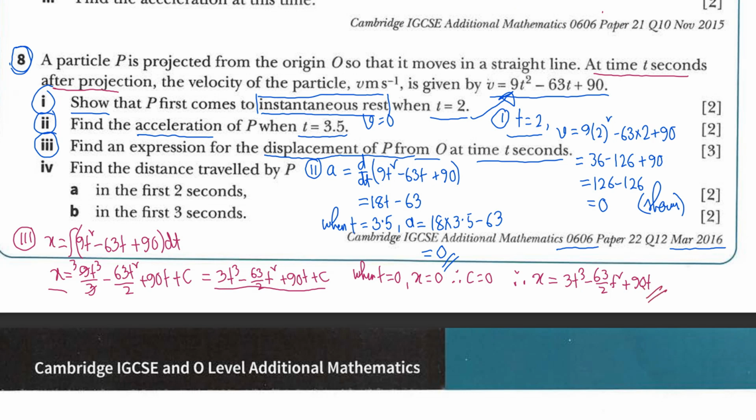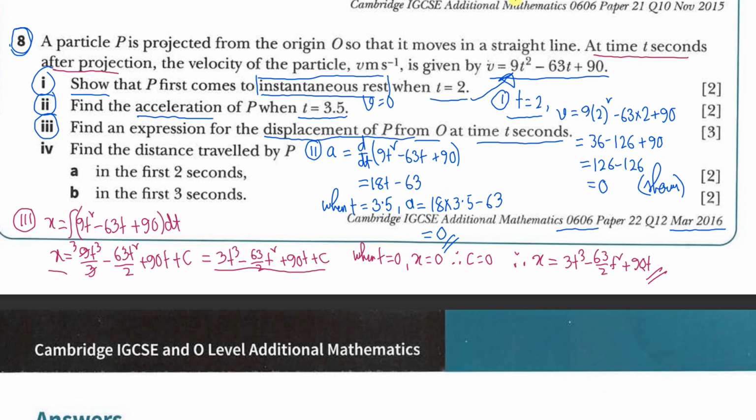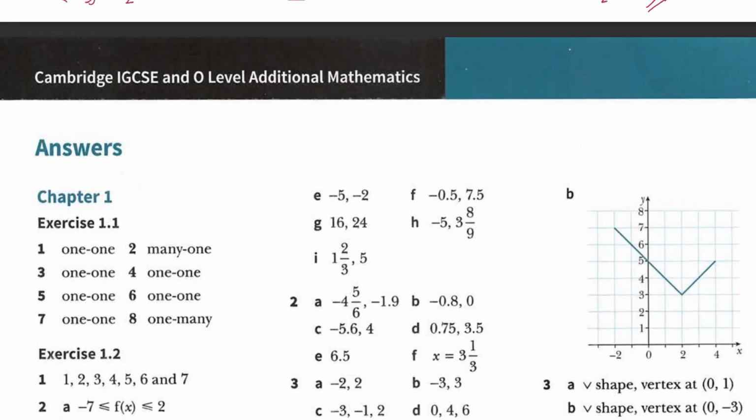We have done up to part 3. Hope you understand the way I'm solving the question. It's a question from exercise 16.3 from the Cambridge Admit book. This time we're doing question number 8, and it's a board exam question. So let's move to the next part of this question.